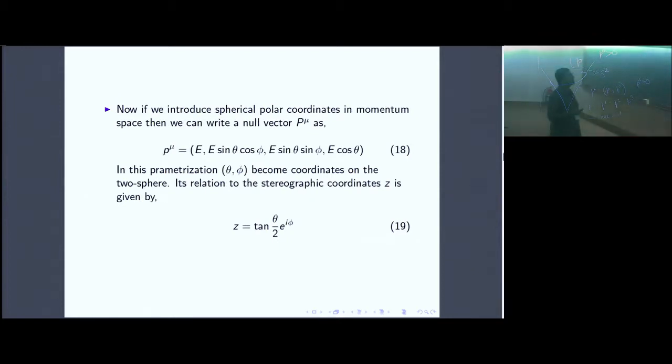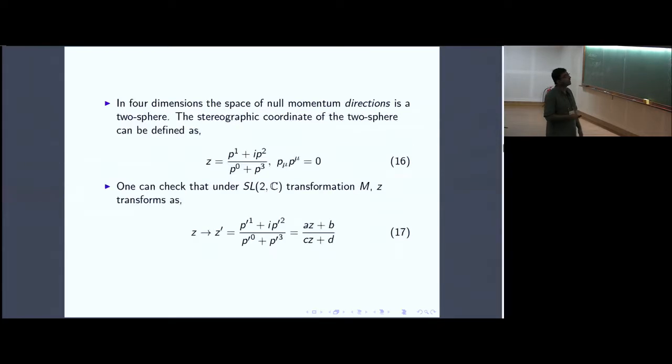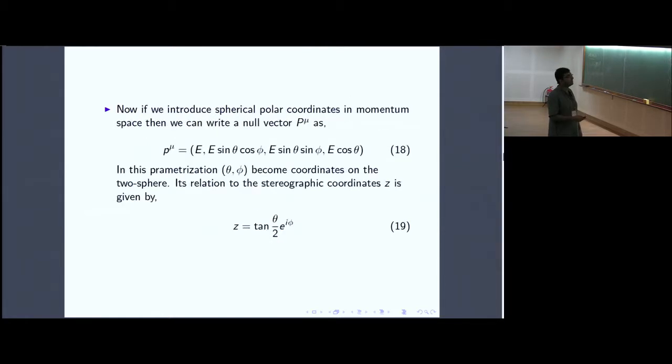Okay, so now this is the same type of parameterization as going to spherical polar coordinates. So you can write your null vector in this form, then this theta, phi becomes the coordinates on the two-sphere, and if you substitute it back into this relation for Z, what you get is that Z is tan(theta/2) e^{i phi}.